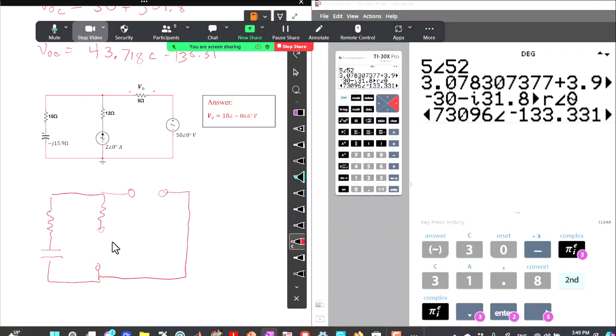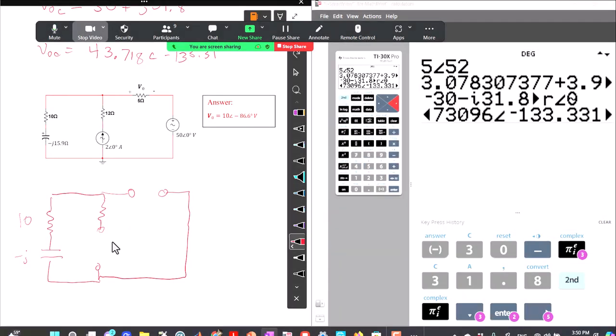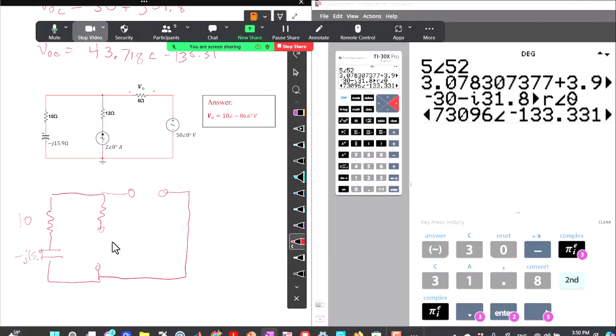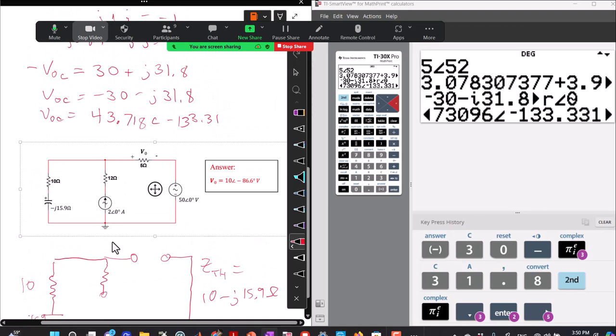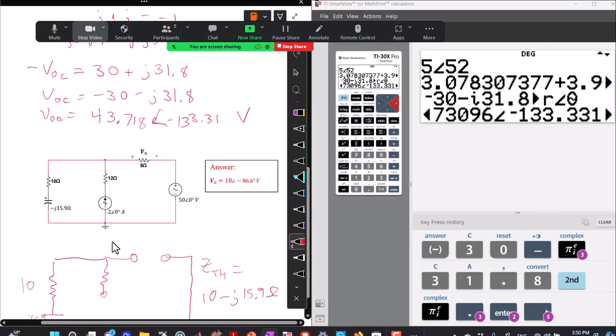So we see that we don't have any current going through this middle branch right here. And so the only impedance we have is the impedance over here on this side. So Z Thevenin is going to be 10 minus J 15.9 ohms. And I think I forgot to put my volts up here on my voltage.